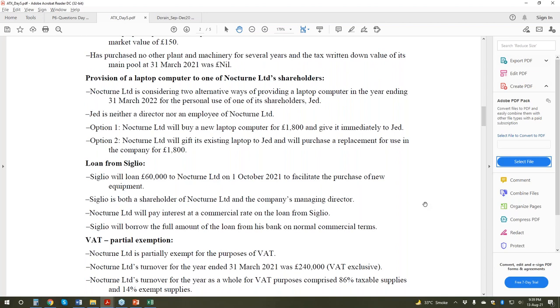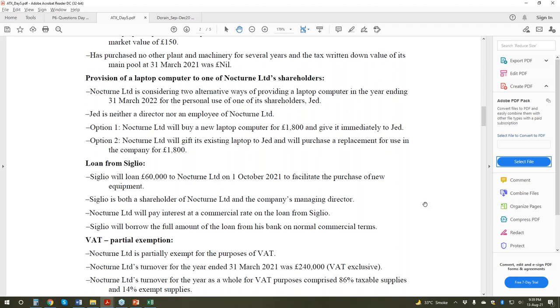So I have explained the point of view of both, not only Seglo's point of view, but also the company's point of view as well. I hope I have answered the question. If anybody has any question in mind, they can ask in the question section. Now we can move on to the last part, that is VAT partial exemption.